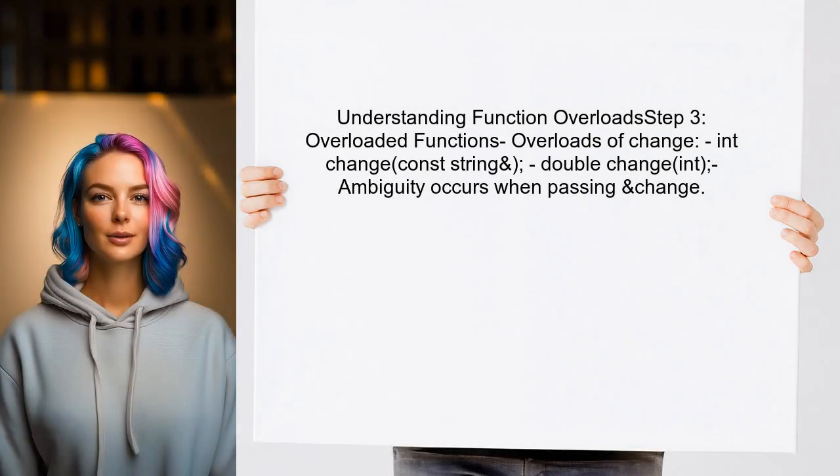Now let's focus on the change function. The user has two overloads of change, one that takes a constant reference to a string, and another that takes an integer. The ambiguity arises because the compiler cannot determine which overload to use when passing the function pointer.